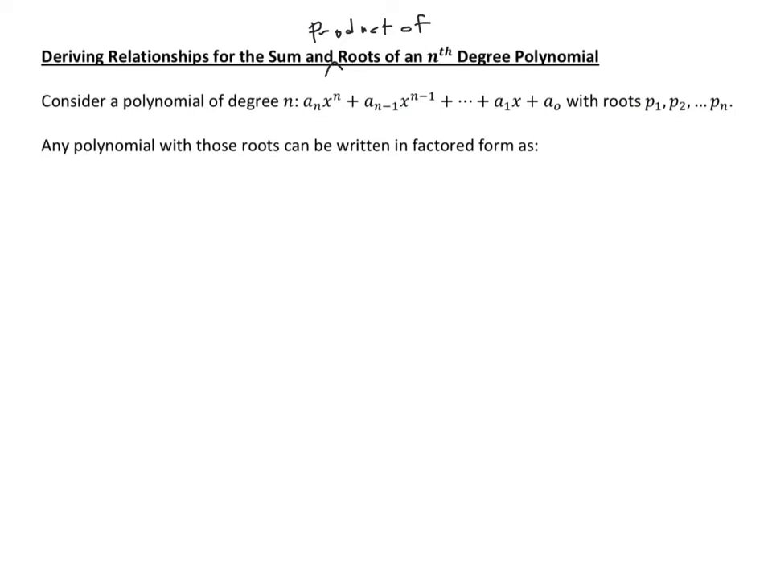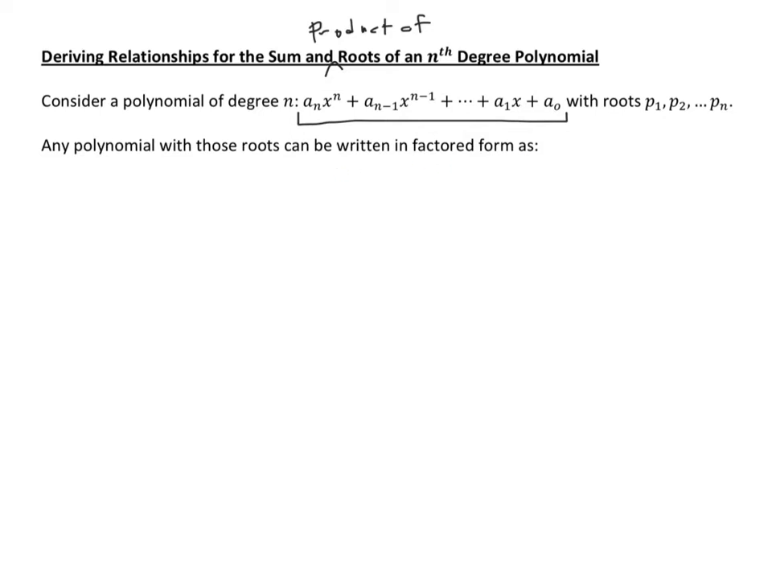Okay, so now we're going to work on deriving the relationships for the sum and product of the roots of an nth degree polynomial. So we're going to start by considering a polynomial of degree n. So here it is, right? I'm just saying that the first coefficient is a sub n because it matches with x to the nth power. The next is a sub n minus 1 because it matches with the x that's to one lower power. It's going to go all the way down to a1 x to the first and a0. And then I'm going to note that the roots, I'm going to call them p1, p2, all the way up to pn. And it's important because of the fundamental theorem of algebra, I know that because this is nth degree, there should be n of these roots. That's why I labeled them p1 through pn.